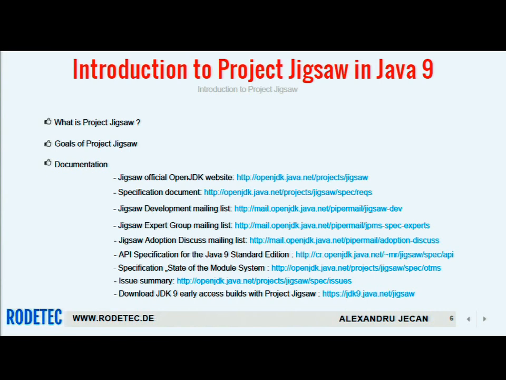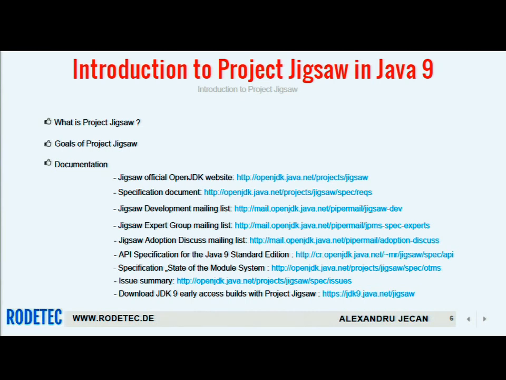Introduction to Project Jigsaw. What is Project Jigsaw? As I told you, it is the new modular system introduced in Java 9. Which are its goals? There are many goals. It's to provide a flexible platform, to improve performance, to make it easy to develop Java applications, and also to improve security, which is an important topic in Java. So these are some of the goals of Project Jigsaw.